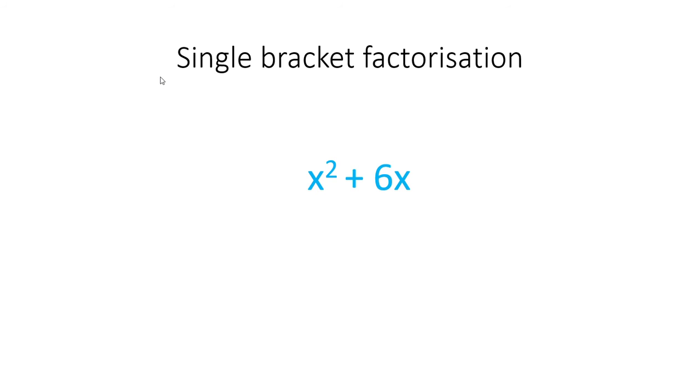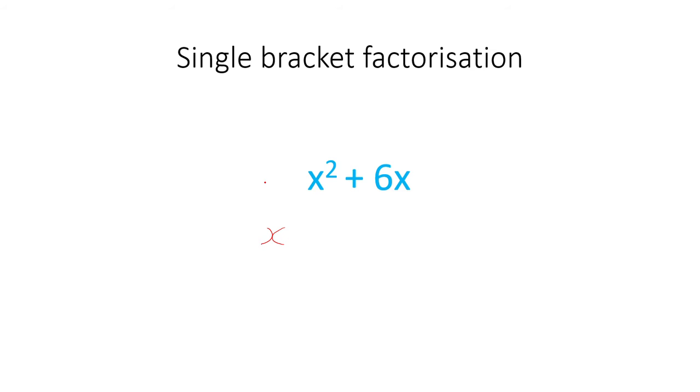Okay, let's look at single bracket factorization. When I factorize an expression, what I'm doing is breaking it down into its smaller and simpler parts. So if I want to factorize x squared plus 6x, I've got to look at what common factors they share. You'll find that x is common to both x squared and 6x. So I'm going to take out an x.